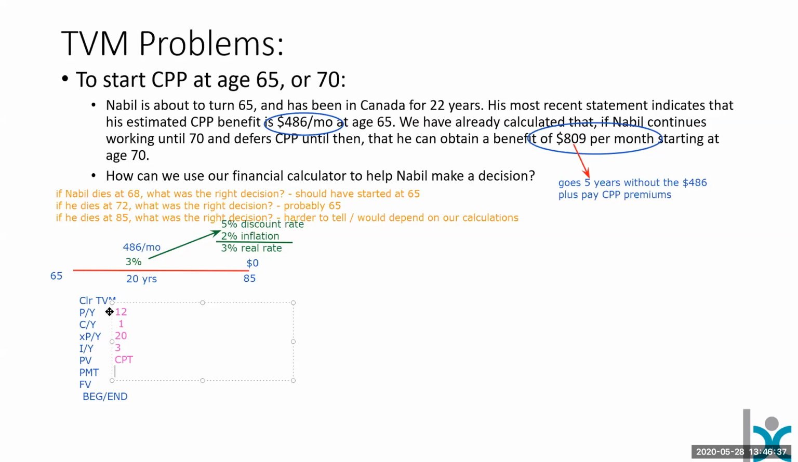Payment, 46. Positive or negative? Is that coming to him or going away from him? It's coming to him. And future value? Zero. Okay. So let's crack open the calculator here.